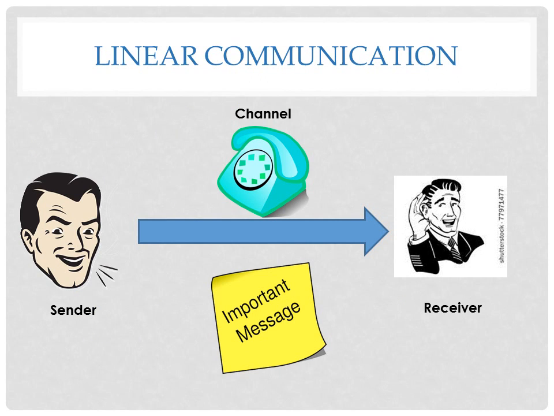This is a visual representation. We have our sender, our very important message sent through our channel, which looks like a 1974 telephone, and our receiver, and he looks a little deaf with his hand on his ear. Notice it is one way only.